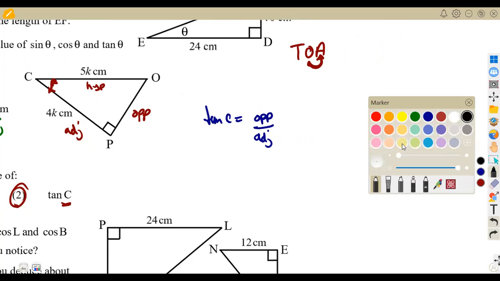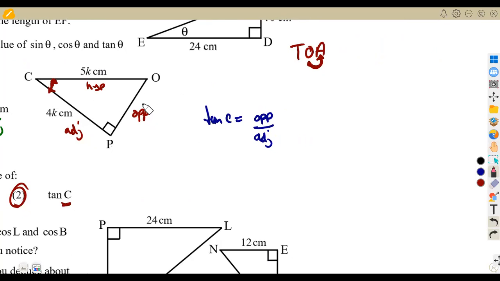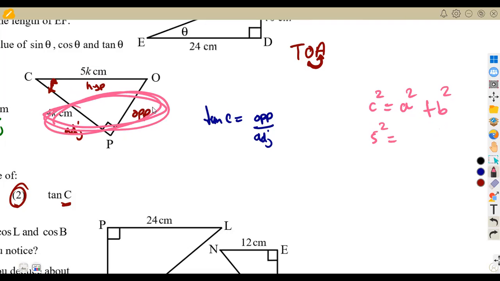Remember, we are supposed to apply the Pythagoras theorem to calculate the third side, because you're given two sides in this case and you need the third side. The hypotenuse squared is equal to the sum of the squares of the two shorter sides. Our hypotenuse is the longest side, the one that faces 90 degrees, and that is 5K centimeters. Just take it as 5, which is equal to A squared plus B squared, the shorter sides, which are these two remaining sides.